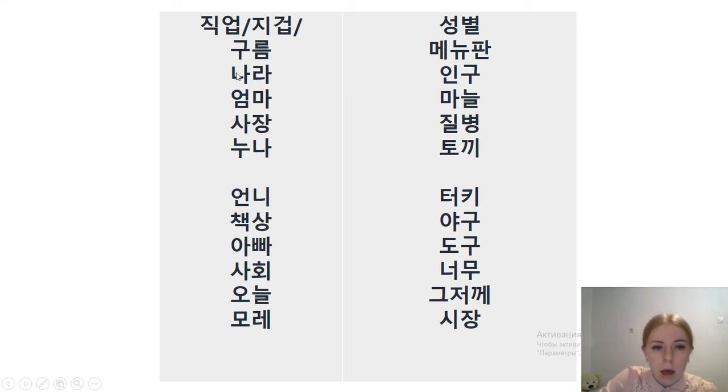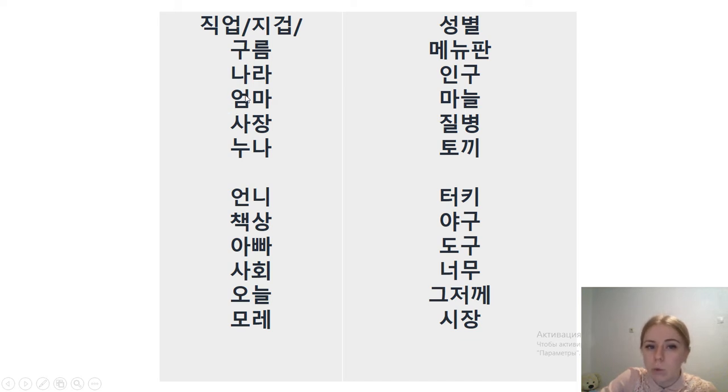구름. The third one is a little bit easier. It's 나라. The first one is 엄마, together it's 엄마. The next one is 사장. Here we see the circle, it's in 받침, right? So we read it like ng. 사장.